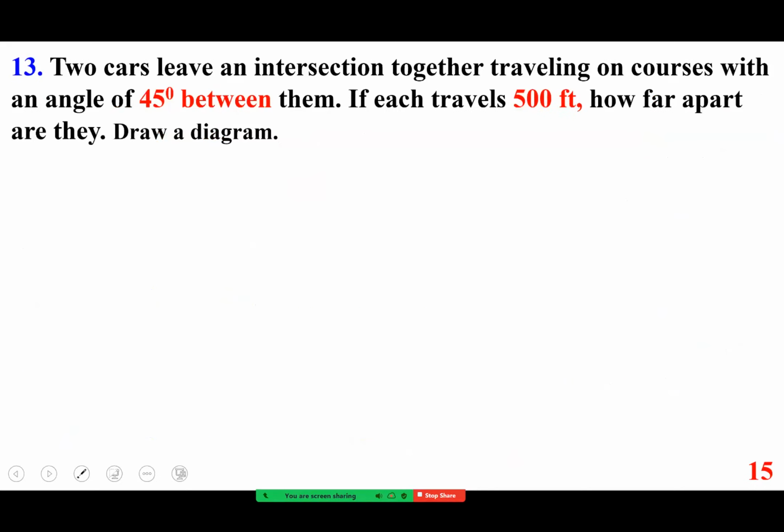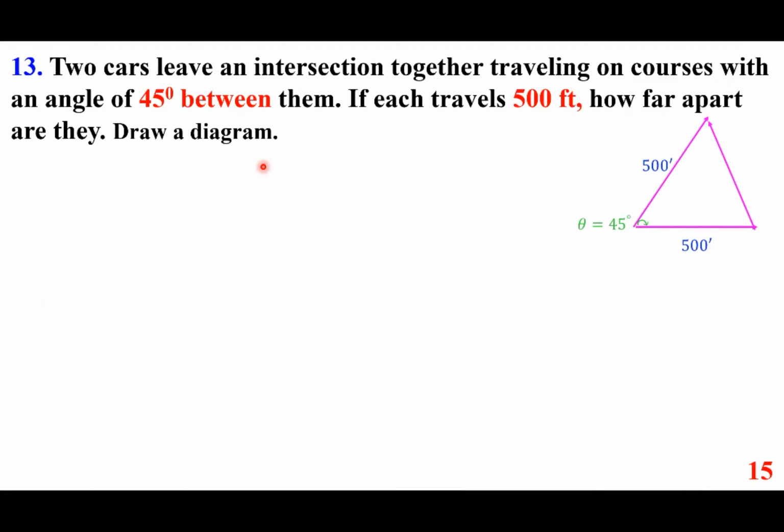Two cars leave an intersection together traveling on courses with an angle of 45 degrees between them. If each travels 500 feet, how far apart are they? Draw a diagram. And clearly we are looking at the case where theta is 45 degrees. Each one is 500. And this is what is missing.